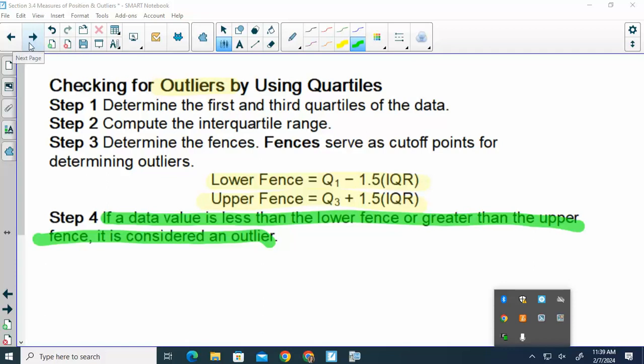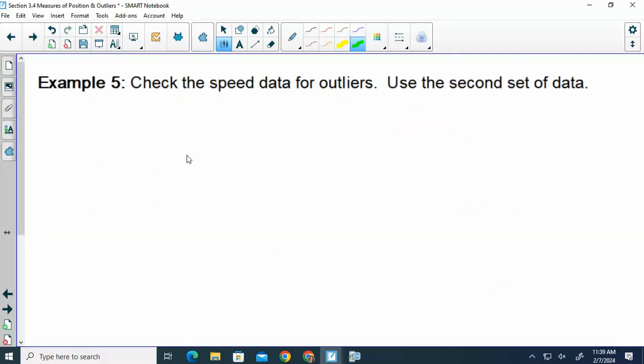So yesterday, our example, we were using those speeds in the construction zone. Let's say I wanted to check that for outliers. So you might have to look back in your notes from yesterday. I think example 3 was the first time we wrote it down. So the lower fence is quartile 1 minus 1.5 times the IQR.